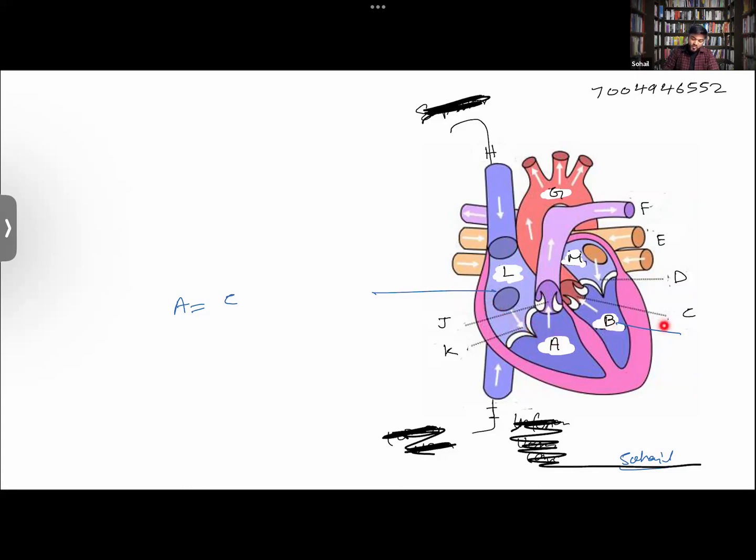Is it C? Is it D? This one. Sundus, you tell me, where is the aortic valve? Out of C, D, E, which one is the aortic valve here? C, that is C. Okay. Who will tell me where is the tricuspid valve?